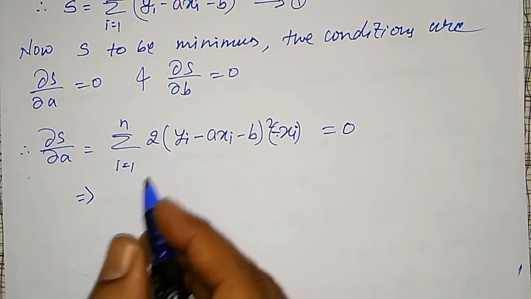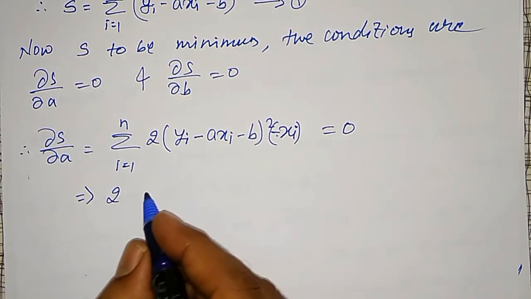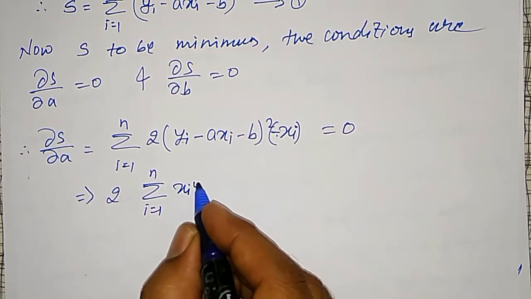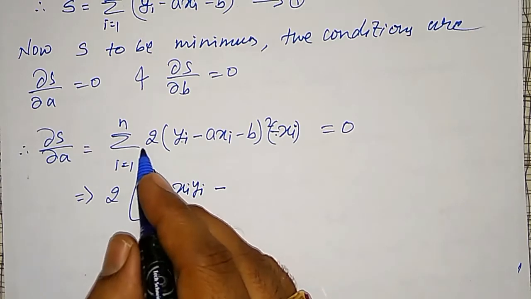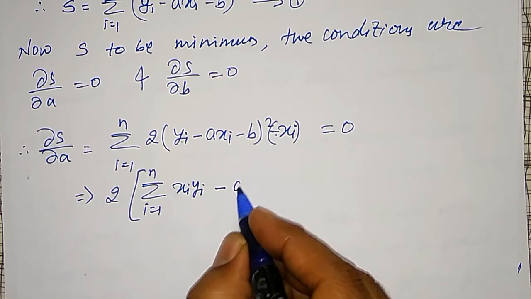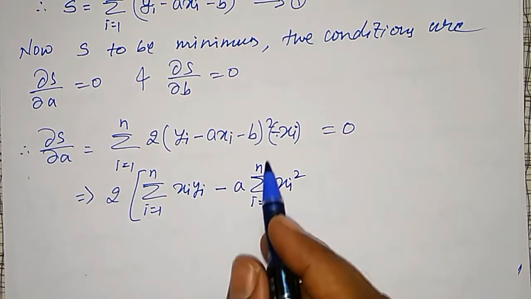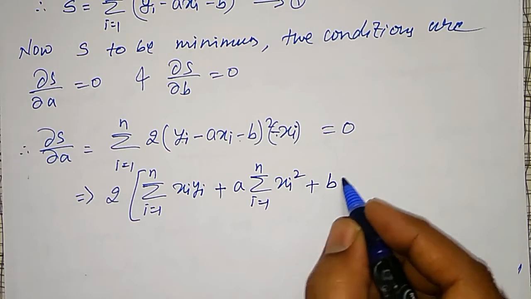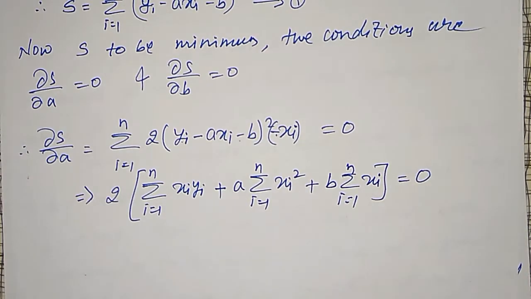This implies I can take 2 outside and split this, multiplying xi inside: summation i equal to 1 to n of xi into yi, minus a into summation i equal to 1 to n of xi square, where a is a parameter constant, and minus of minus becomes plus, so plus b into summation i equal to 1 to n of xi. This must be equal to 0.